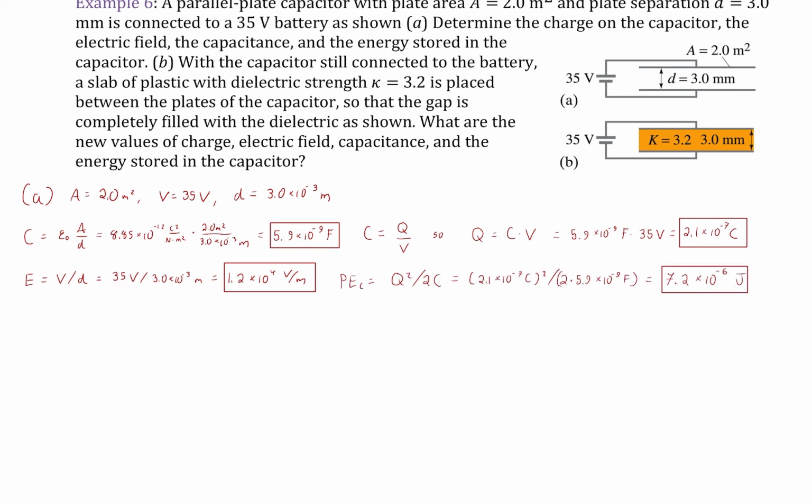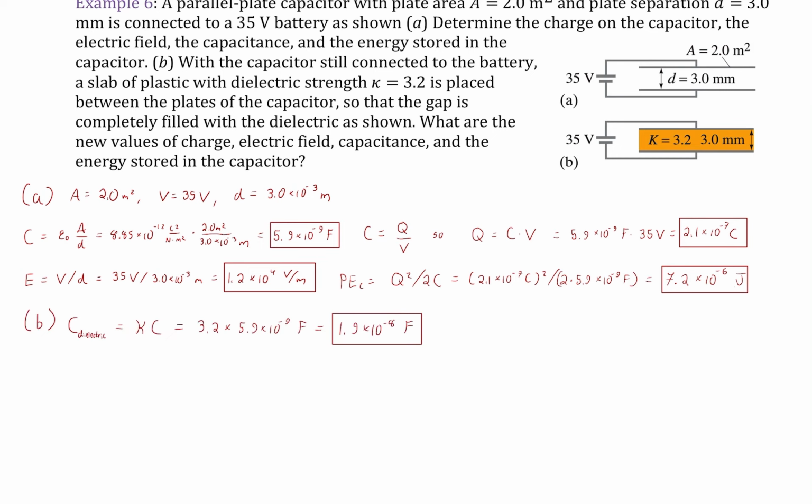Okay. And then finally, the stored energy in the capacitor ends up just being 7.2 times 10 to the negative 6 joules, because here it's total energy rather than energy per cubic meter, right? Because it's a rather small scale, right? So the total energy is small because it is physically so small, okay? And then in B, let's introduce the dielectric.